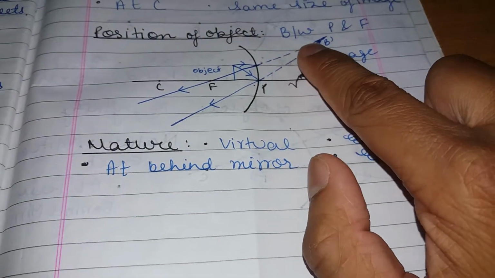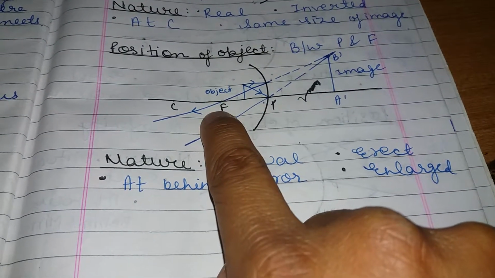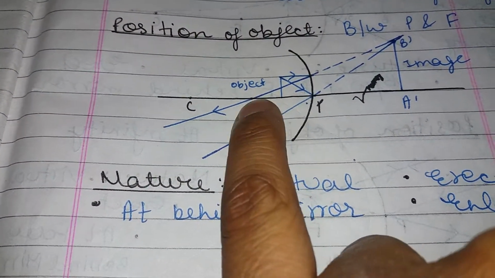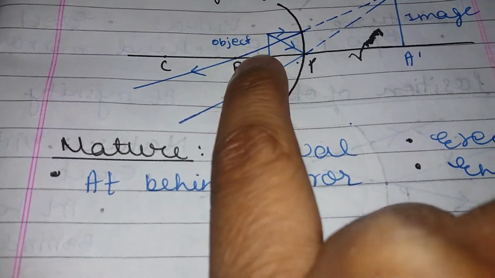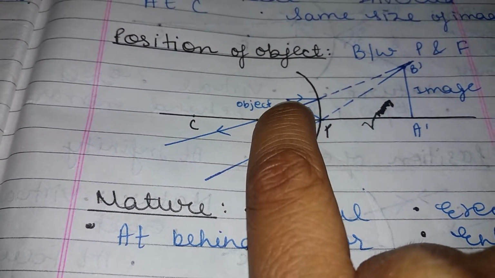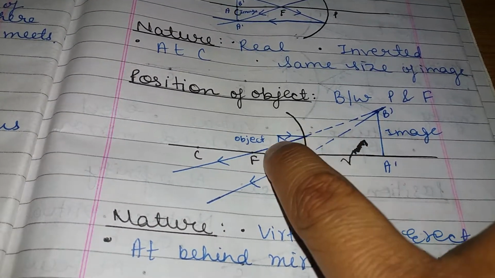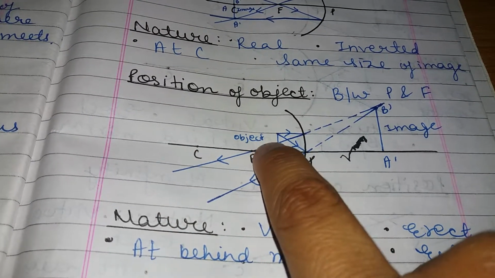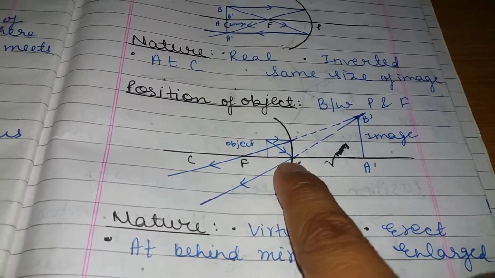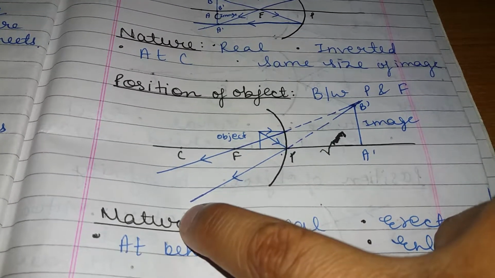Fourth one is when the position of the object is between the pole and focus. So we can take the position of the object between here, which is between the focus and pole. When a ray is parallel to the principal axis, after reflection it will go back and pass through the principal focus.